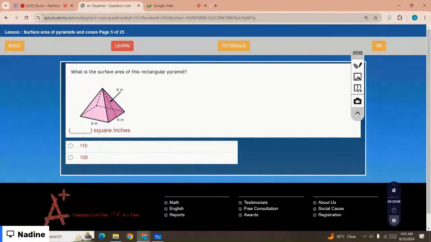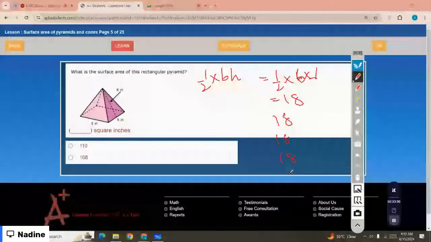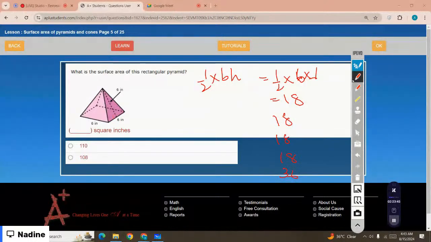Okay, what is the surface area of the rectangular pyramid? So again, the base angle, calculate the area of the triangular faces, half times base times height. The base is 6, the height is 6, 36 divided by 2 is 18. For the base, the base is a square, so 6 times 6 is 36. So just add 18 plus 18 plus 18 plus 18 plus 36. That is 108. The correct option is 108. Option number 2 is the correct option. Got it?